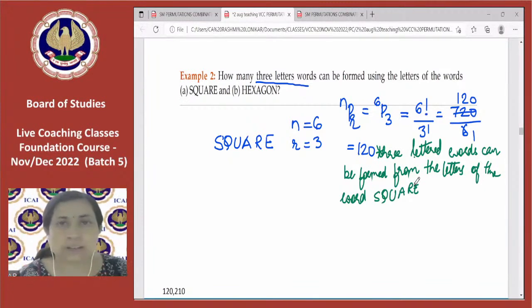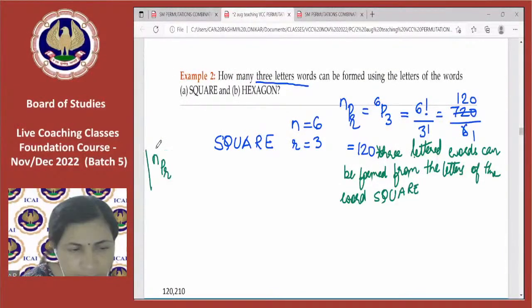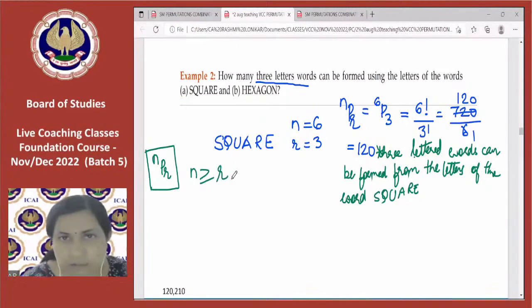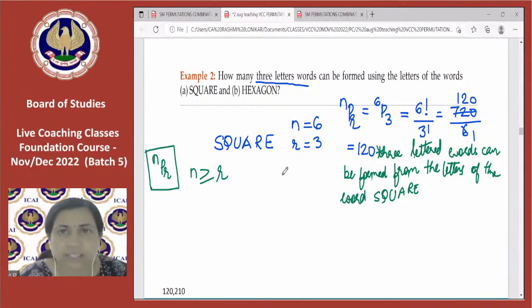120. Okay. That is, when I'm talking of this permutation, N will always be greater than or equal to R. N will be a positive integer. N cannot be a fraction. N cannot be a negative number. The same thing applies for R. R also has to be a positive number, and it cannot be a fraction.